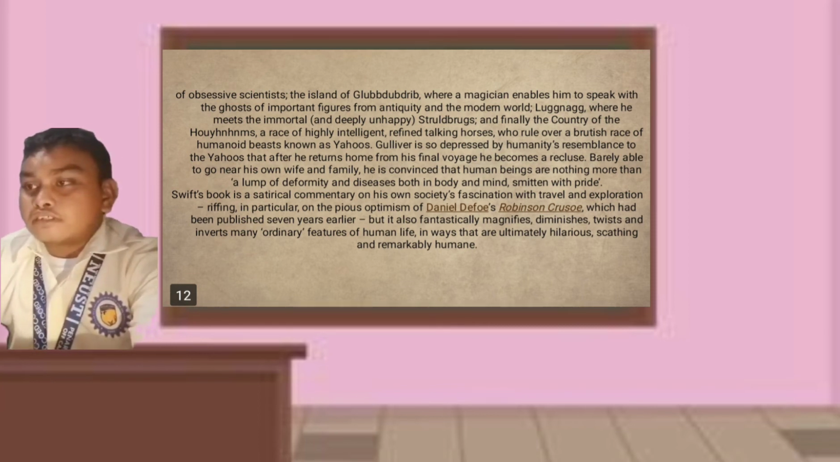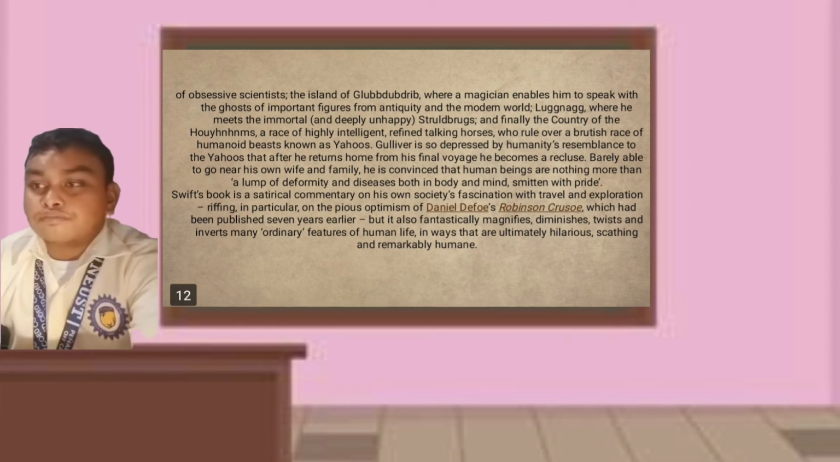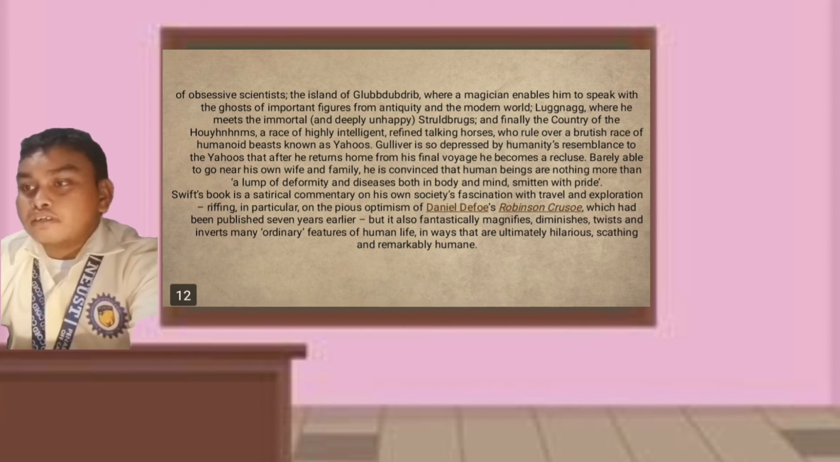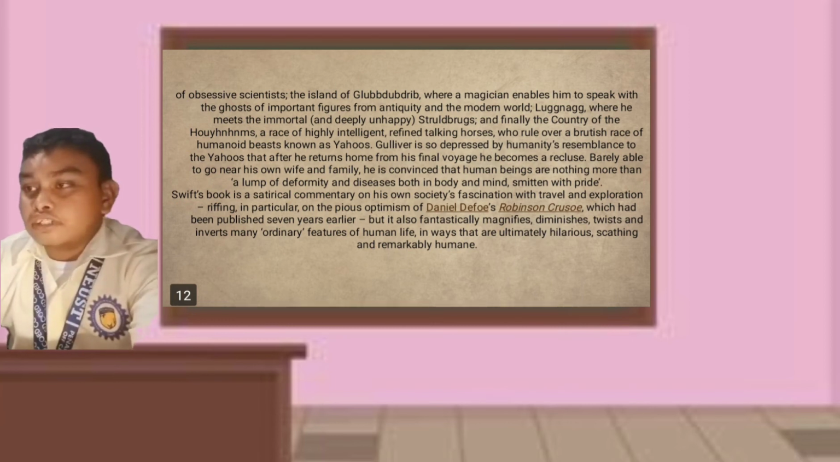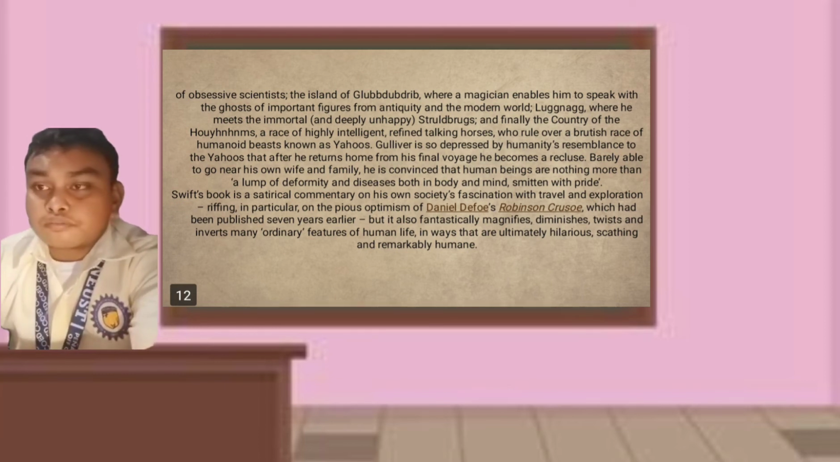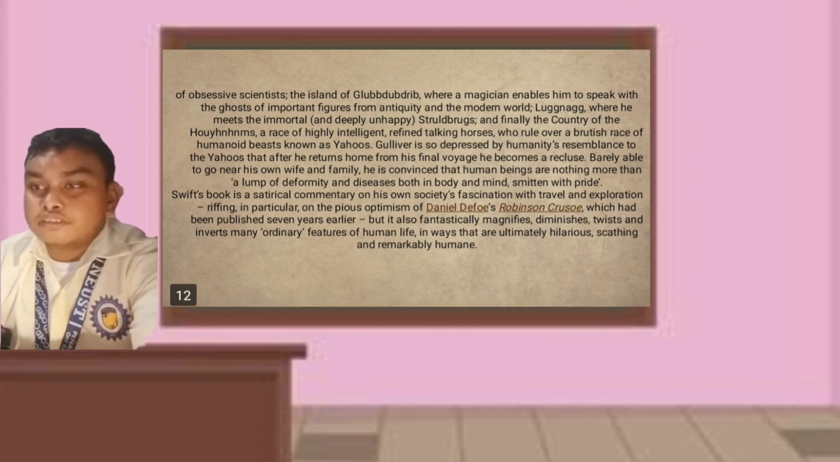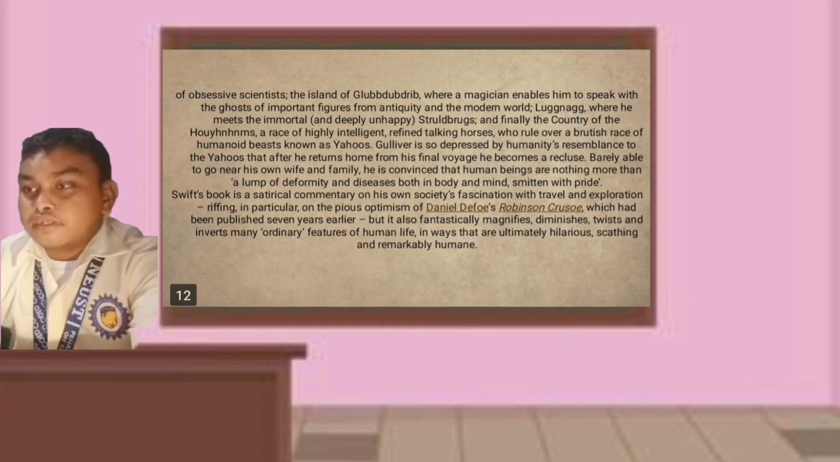And finally, the country of the Houyhnhnms, a race of highly intelligent, refined, talking horses who rule over a brutish race of humanoid beasts known as Yahoos. Gulliver is so distressed by humanity's resemblance to the Yahoos that after he returns home from his final voyage, he becomes a recluse, barely able to go near his own wife and family.